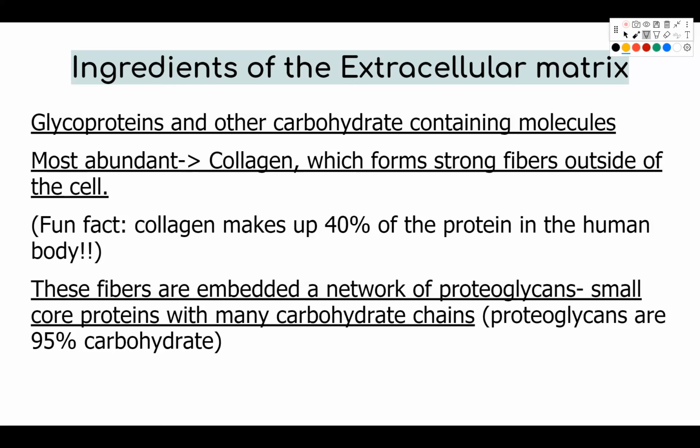And that collagen forms really, really strong fibers outside of the cell in order to connect those cells together. This fun fact isn't necessarily something to write down, but I think it's amazing. Collagen makes up 40% of the protein in the human body. 40% of the proteins in the human body.